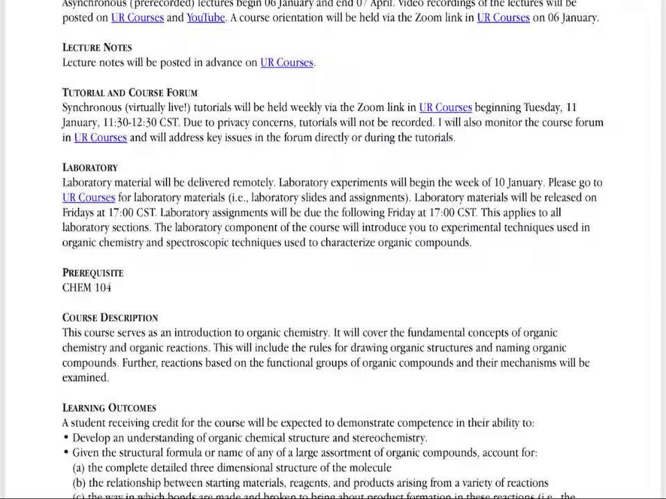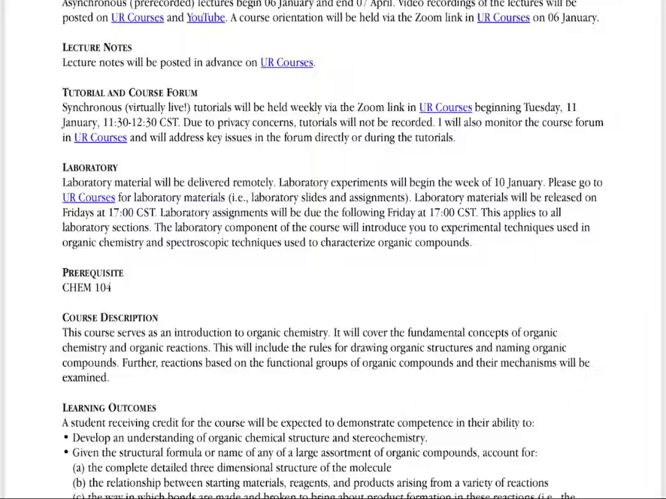Laboratory. Laboratory material will be delivered remotely as well. Laboratory experiments will begin the week of 10 January. Please go to UR courses for laboratory materials. These include laboratory slides and assignments. Laboratory materials will be released on Fridays at 1700 hours Central Standard Time. Laboratory assignments will be due the following Friday at the same time, 5 p.m. local time. This applies to all laboratory sections.